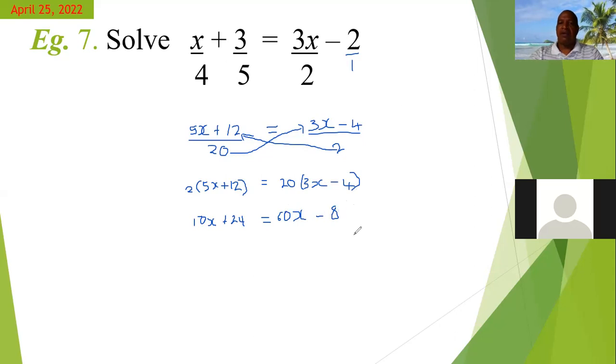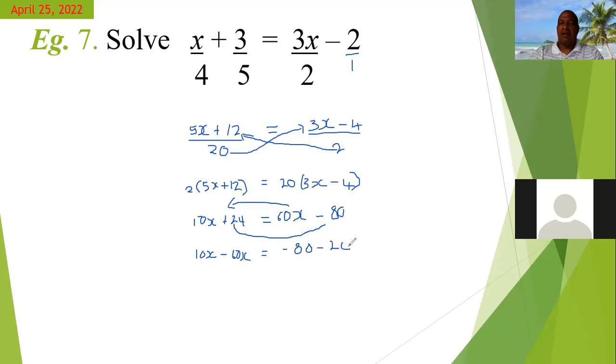And now we can follow the same principle that we have been following: bring all the x's to one side. So we would have 10x on the left. Now we are bringing this 60x to the left, so we are going to subtract it. And now we're going to take the 24 and bring it to the right, and that's also going to be subtracted. So we would now have negative 80 on the left, and on the right, minus 24.